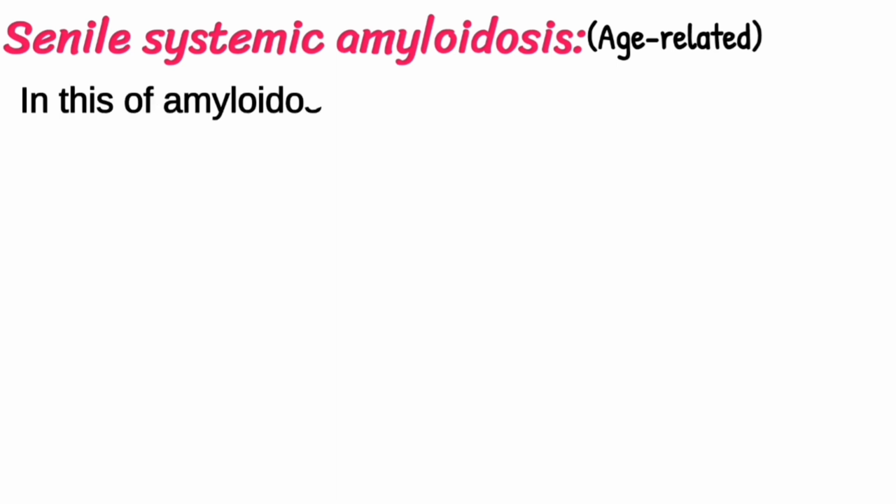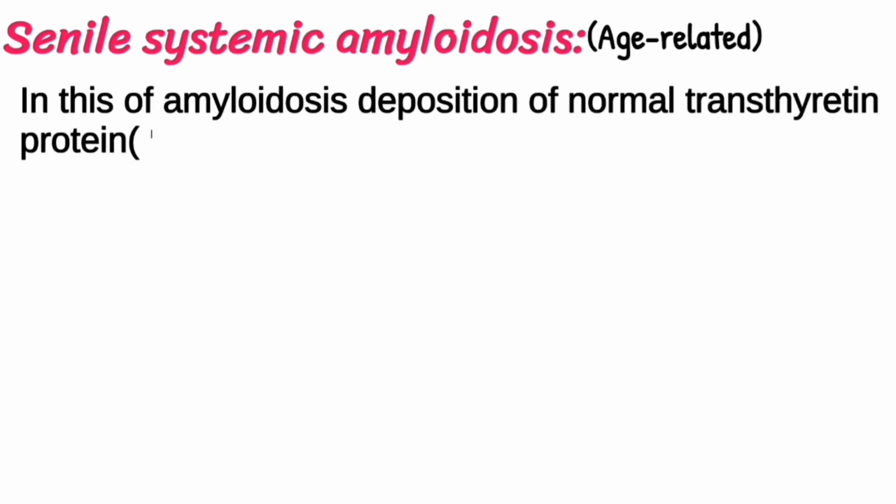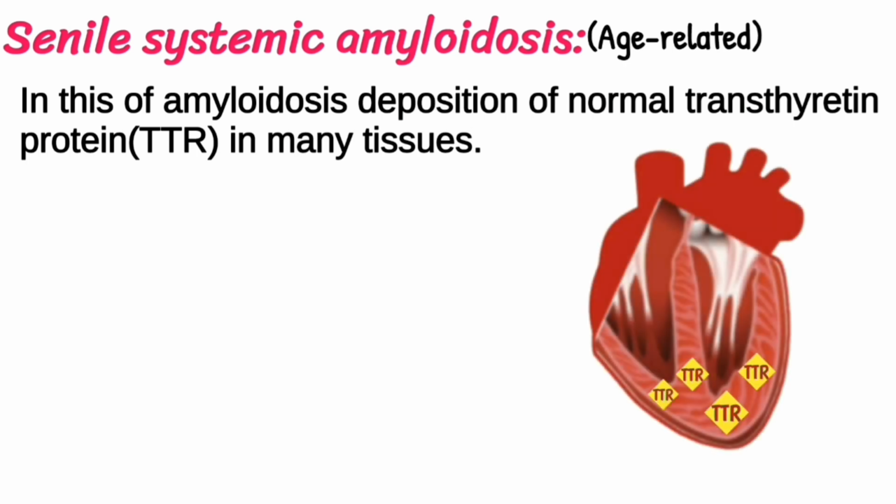Senile systemic amyloidosis is age-related. In this type of amyloidosis, deposition of normal transthyretin protein in many tissues occurs in old age.